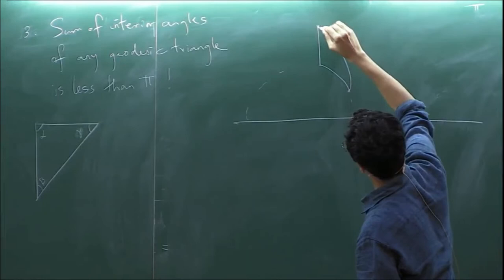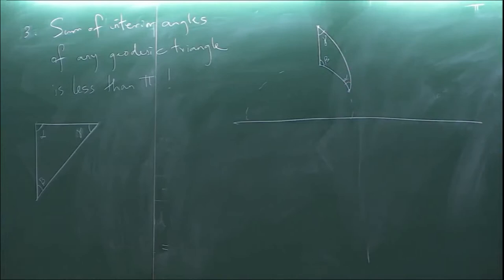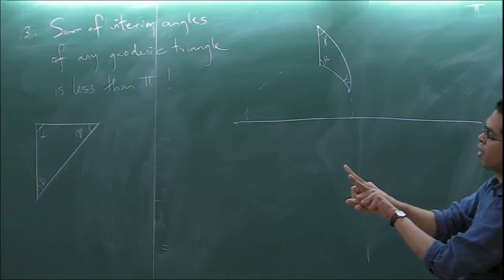So maybe the triangle looks like this. So maybe there are these three interior angles. And if you stare at this picture, you'll kind of notice that the sum of these angles is actually less than pi. Okay, so the angles in hyperbolic geometry, by the way, is the same as what you see when I draw it in the upper half plane.